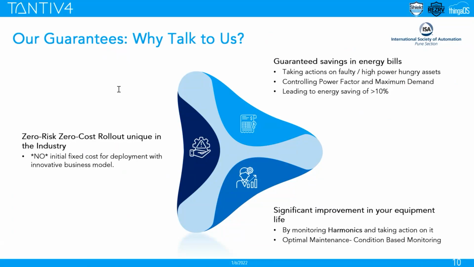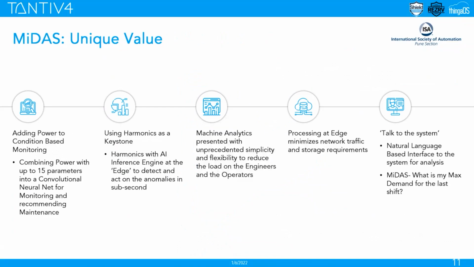in this case, we both have to ensure the savings in the energy bill by working on power hungry assets, power factor, and maximum demand. The third aspect, which is long term, is where harmonics-driven monitoring of your assets brings you good health of your assets, and that improves your asset life. So how do we achieve this business model? By saving power bill or operational cost, which adds to your bottom line.